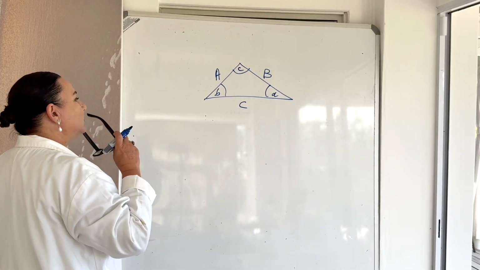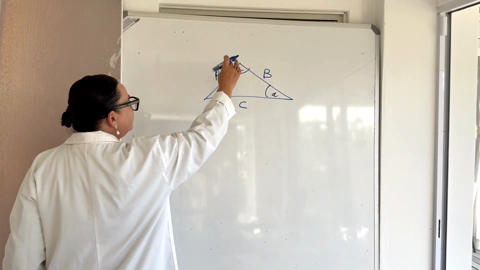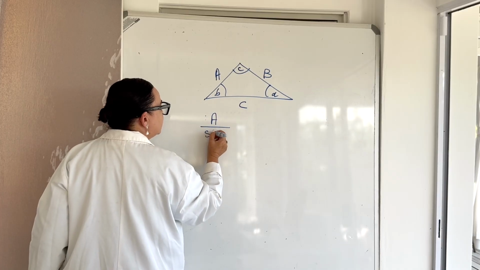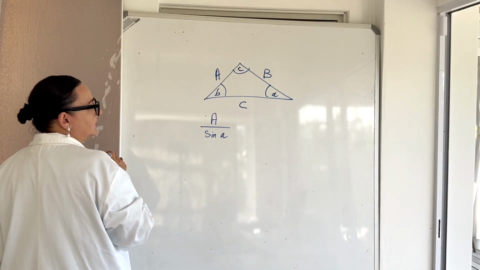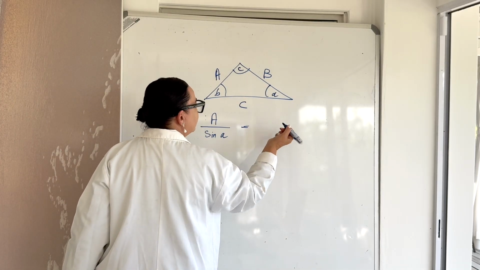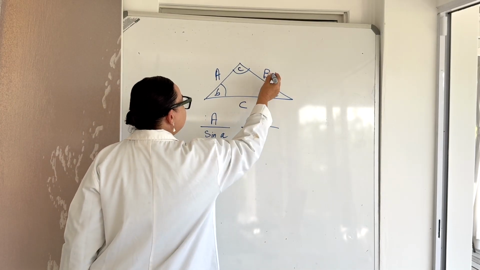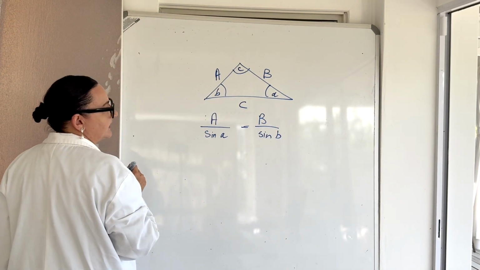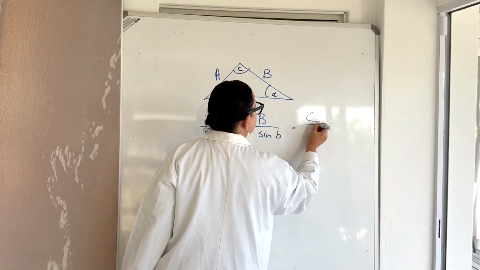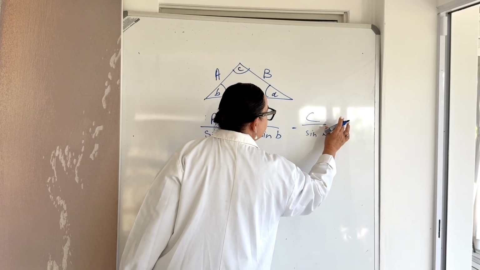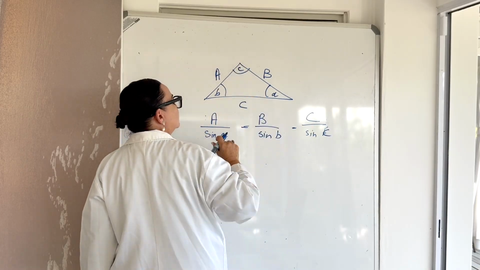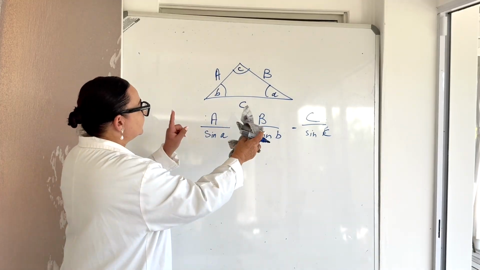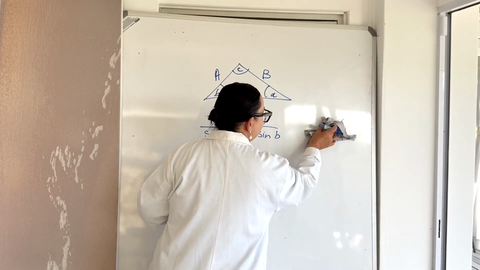Then how it applies is we could say that side A divided by sine of that angle equals B divided by sine of that angle B. Of course it could also be C divided by sine of that angle we see there. So what we're going to do is only work with two of them. We don't need all three of them.